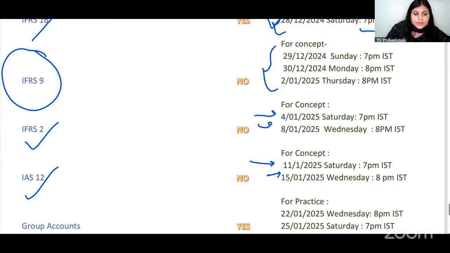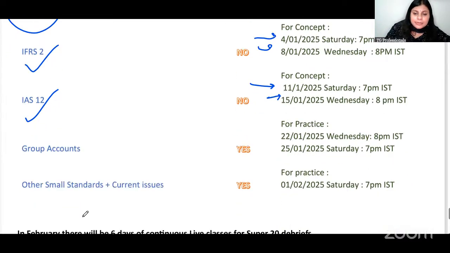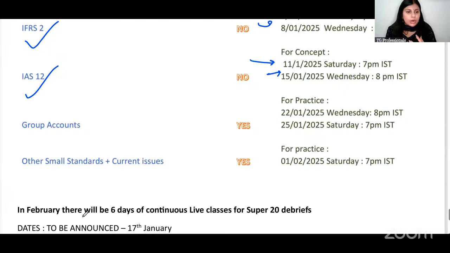Group accounts now. See, group accounts is something that I suggest that you do via recordings because it's a bulky topic. I need more time for the practice of group accounts as compared to the concept of group accounts. So group accounts concept you can cover via recordings. So I will give you time from 15th of January till 22nd of January to cover your group accounts topic. And for practice, we will meet live in the class.